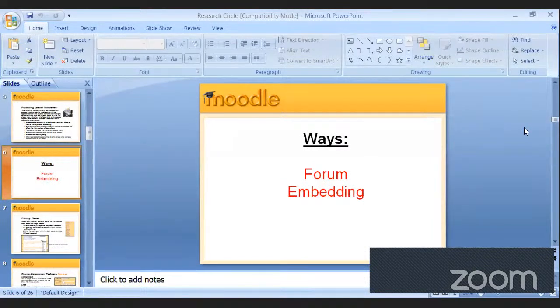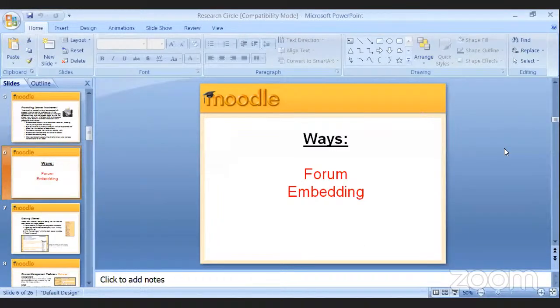Now, the next point, ways to engage our students through Moodle. For example, I would focus on two specific things today, forum and embedding, but I have a lot of other things to share with you through the slides. But before sharing anything, let me share one of my courses with you.